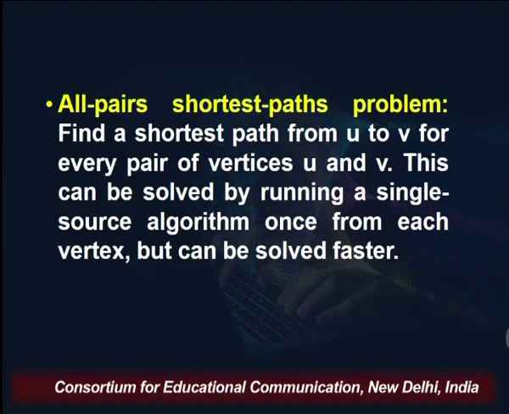If you look at this problem in detail, it can be solved by running a single source algorithm once from each vertex. So, the naive technique says you can solve the all pair shortest path problem by running a single source algorithm once from each vertex. You can achieve all pair shortest path this way, but we have faster algorithms to solve this all pair shortest path problem.